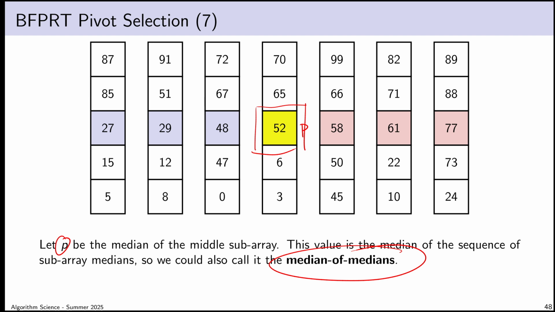Okay, so first, 52 is the median of this middle row, which means it has to be less than all of those things and greater than all of those things. We'll say these things are less than P, and it has to be less than all of these things. These things have to be greater than P. How many of them are there?